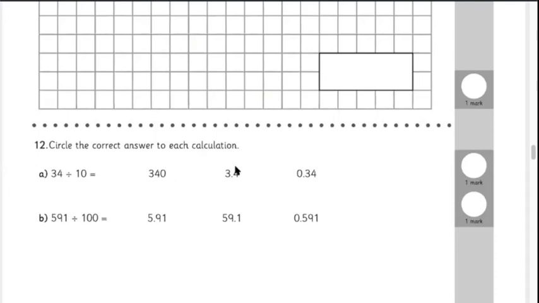Oh, dividing by tens and hundreds. We've done lots of this. Right, Amber, I'll be within a minute. So, 34 divided by 10. We have to move each digit to the right by 1 column. So, we're moving our units to a tenths and our tens to our units.